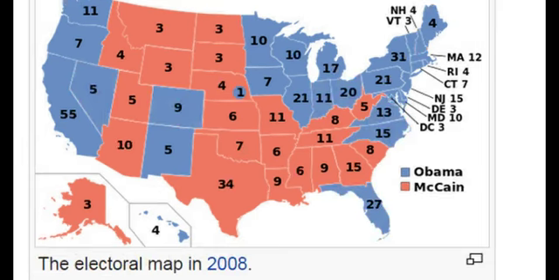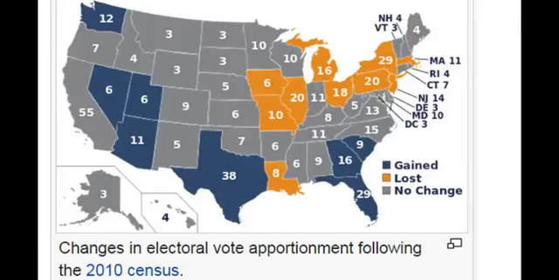This is the electoral map in 2008 when President Obama was elected president over John McCain. And if you look at this map here, you can see there are 31 electoral votes up in New York and 27 in Florida and 34 in Texas. That's no longer the way those numbers work out because every 10 years we do a census and we count the people in the United States, and some states have gone up in population and some states have gone down in population. And so what happens is some states, like Texas here, gain representatives in Congress.